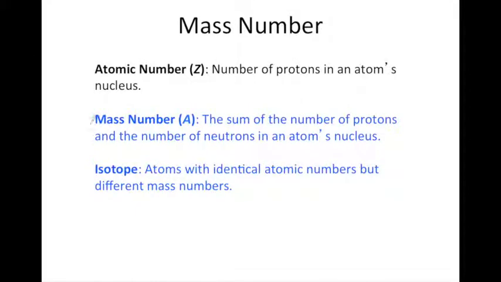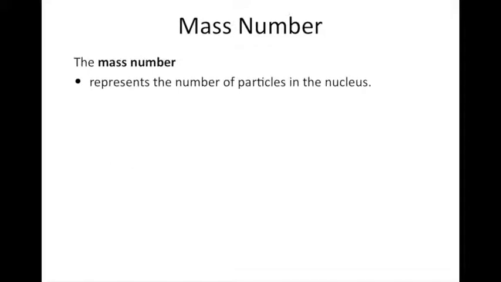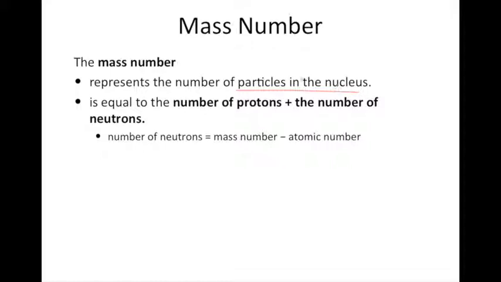So let's go ahead and discuss mass number and isotopes a little bit. As we said with mass number, there's a few different ways we can define it. First of all, the mass number represents the total number of particles in the nucleus. We could also say that the mass number is equal to the number of protons plus the number of neutrons. Or rearranging that, if we need to figure out how many neutrons an atom has, we can take its mass number and subtract its atomic number, and that will give us the number of neutrons. So be sure you are comfortable with this mathematical formula for calculating neutrons.